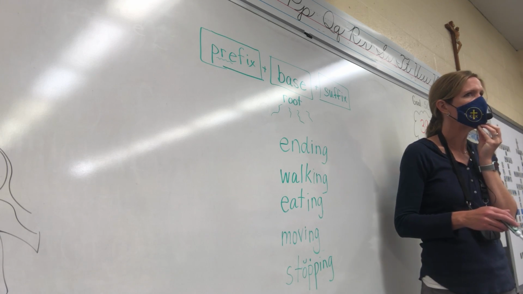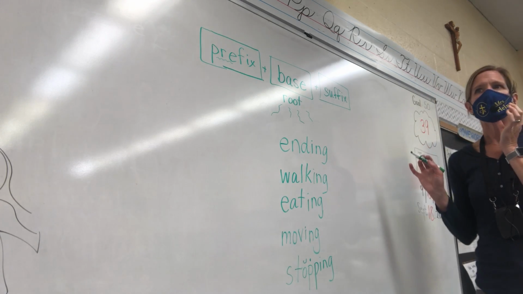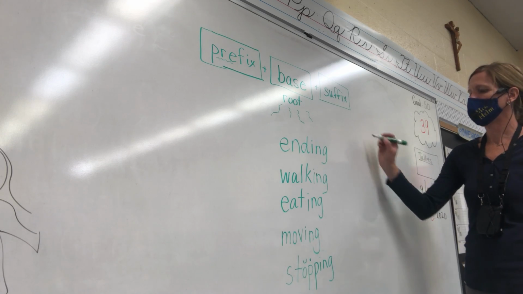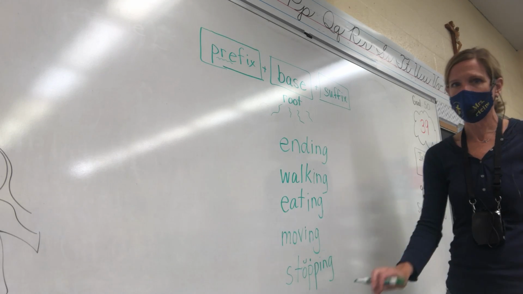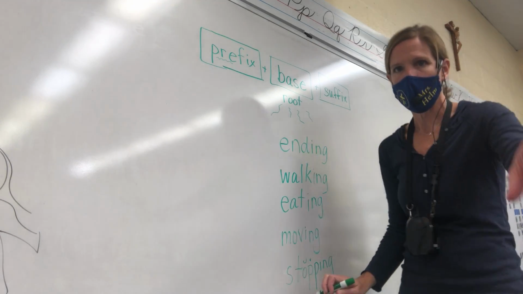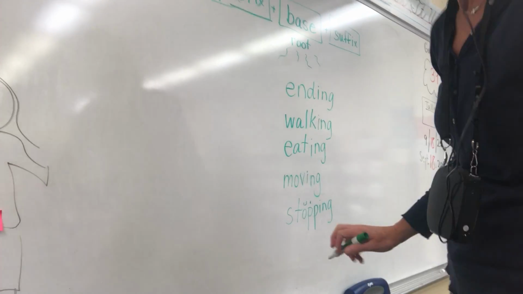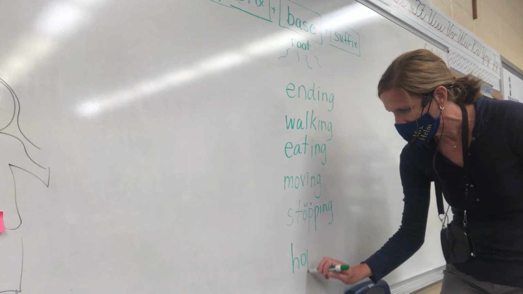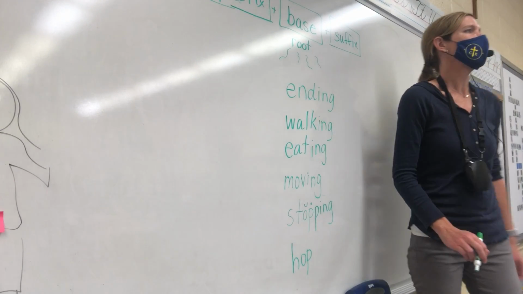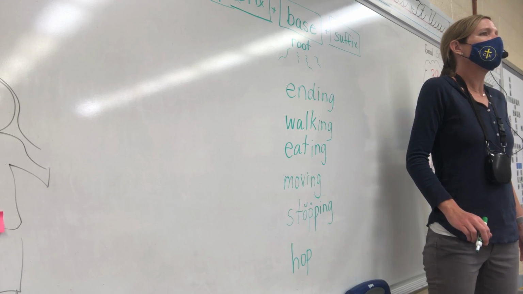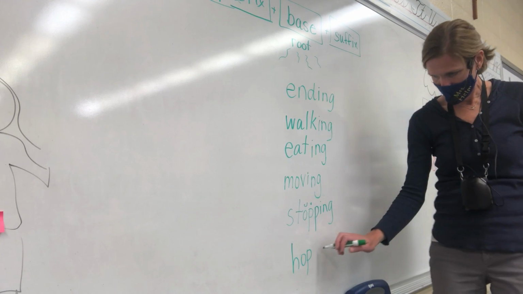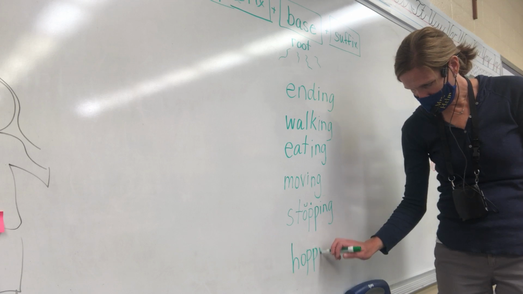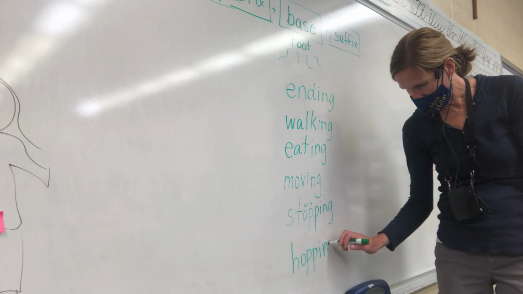How about hop? Hop. I'm going to come up here. Well, I guess I have it down here. Let me help Molly out a little bit. So the word hop, I can hop on one foot. But hopping, what would I do to it, Lincoln? Add another P and add ing. Perfect. Another P and then ing.